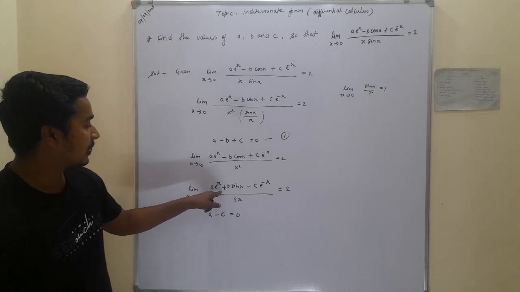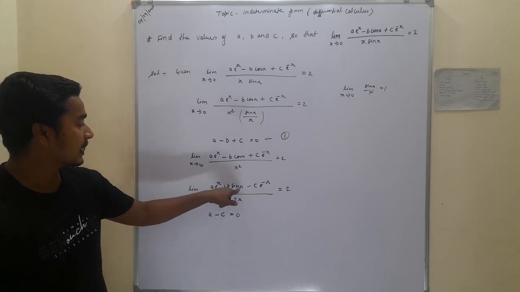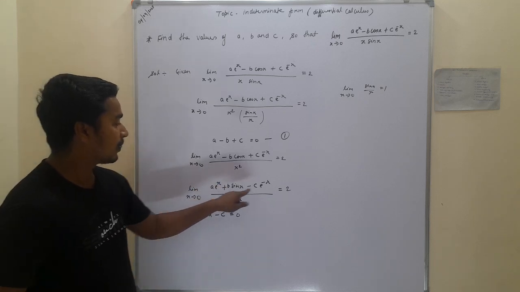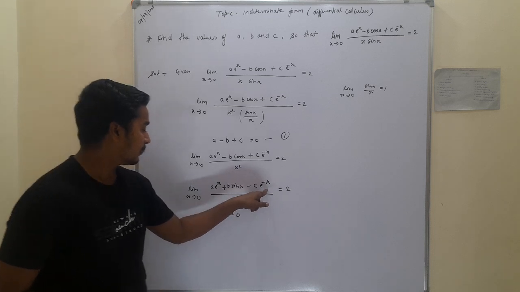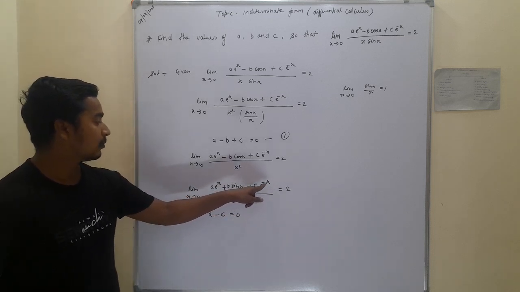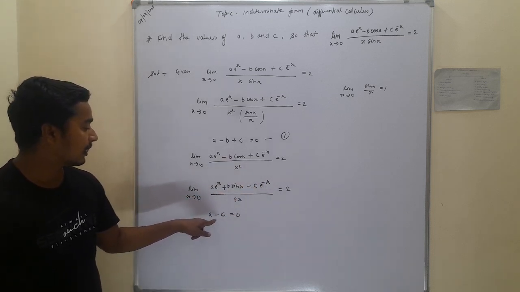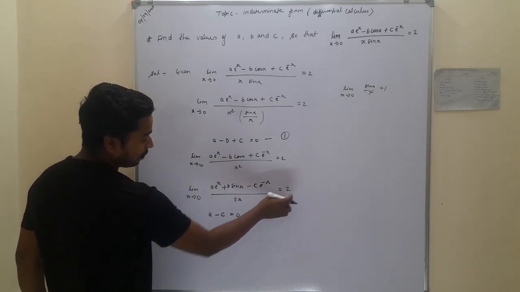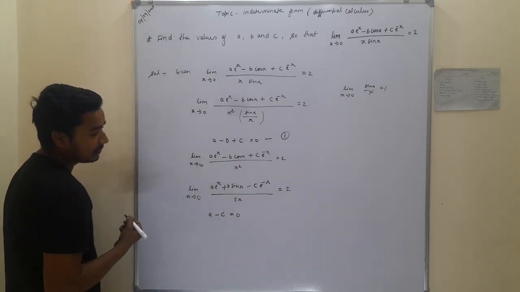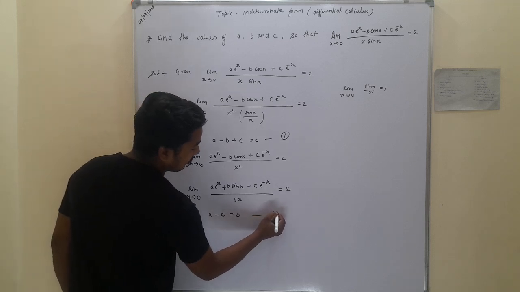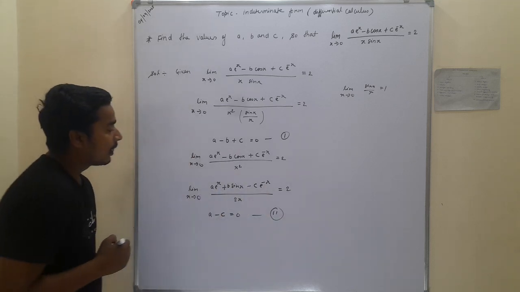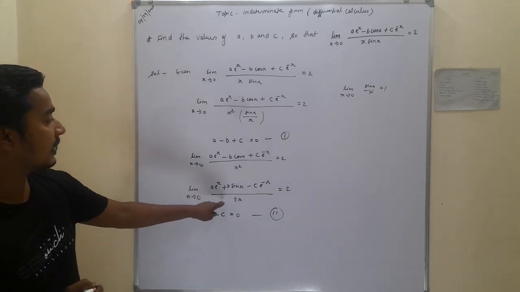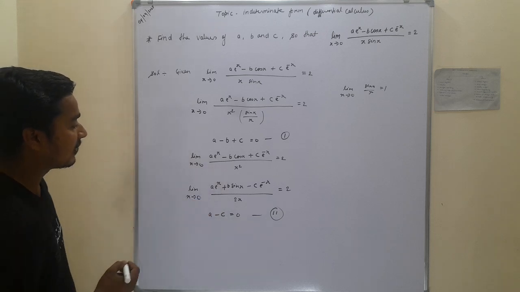When we put e to the power x is 1, sin 0 is 0, and e to the power of minus x gives 1 here, so we get a minus b plus c. In the denominator we put 0, and cross multiplying with 2 we get a minus b plus c is equal to 0. Let this be equation second.